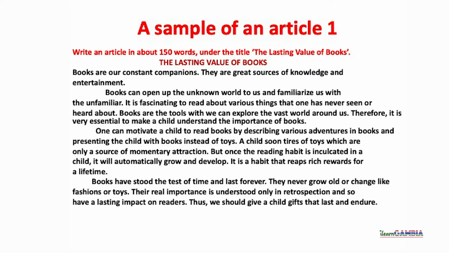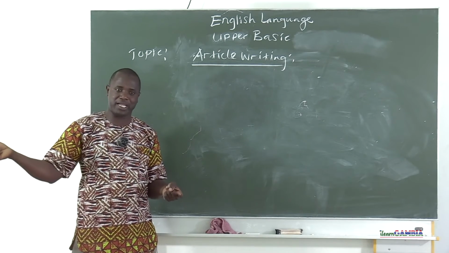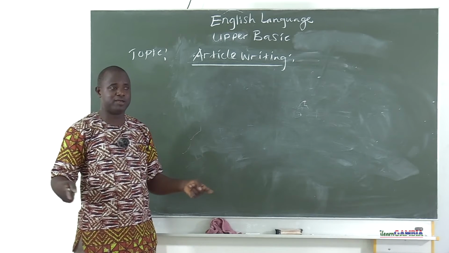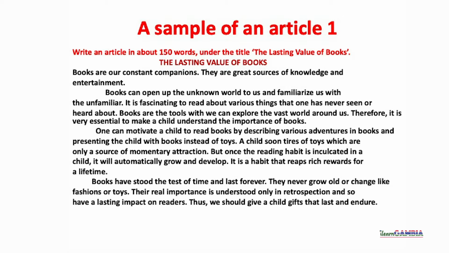All right? So we said books are the tools with which we can explore the vast world around us. You might not travel to America, but through reading you can know a lot about America. You might not even travel to Senegal or even some part of the Gambia, but through reading you might know a lot about that area. Therefore, it is very essential to make a child understand the importance of books. Now that's the first paragraph in the body. So we move on to the next paragraph.